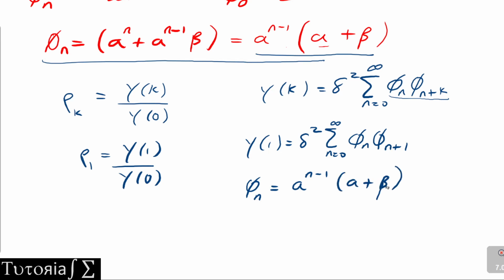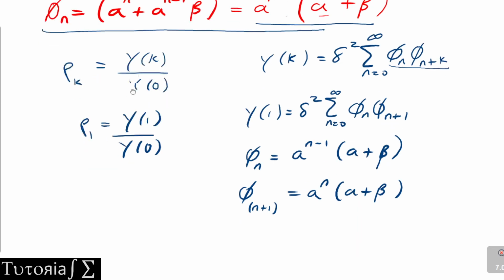So for n, we can simply put that, and for n plus 1, we just find phi of n plus 1. Where there is n, we're putting n plus 1, so there will be a to the power. When we put n plus 1 here, what we're going to remain with is just n. Then we have a plus b. Okay, so now we can compute y1.